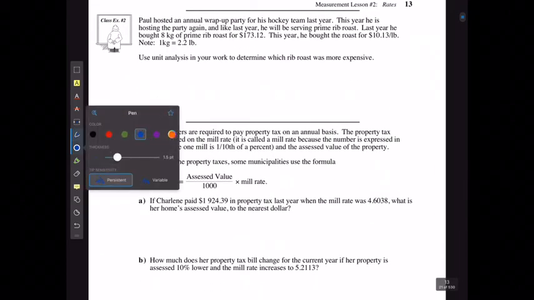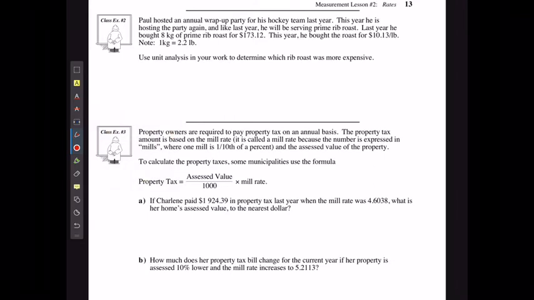For example 2, Paul hosted an annual wrap-up party for his hockey team last year. This year, he's hosting the party again, and like last year, he's going to be serving prime rib roast. Last year, he got 8 kilograms at a price of $173.12. This year, it's $10.13 per pound, remembering that 1 kilogram is the same as 2.2 pounds. Use unit analysis to determine which was the more expensive roast.